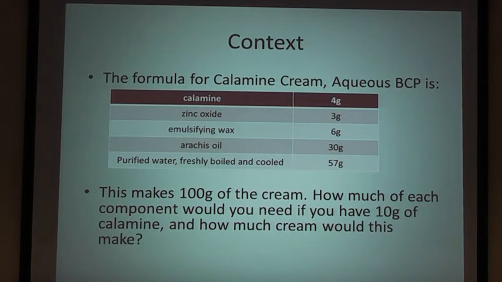So what the question is now saying to you is that this formula, when you put this all together, you will get 100 grams of cream. I don't have 4 grams, I have 10 grams of this ingredient here. I want to make the cream with 10 grams of this ingredient, therefore proportions come in. And you need to work out how much of the other ingredients you would need if you were using 10 grams of calamine. And you also then need to work out how much cream this will make. Try and see if you can do this. I'll give you a minute to do that.